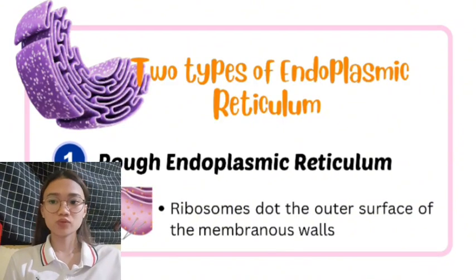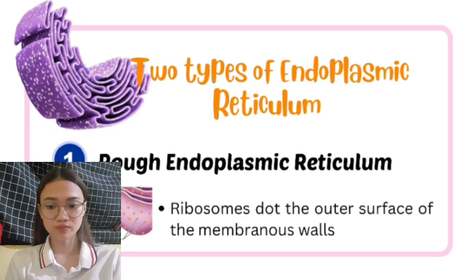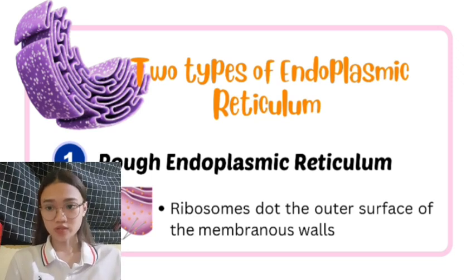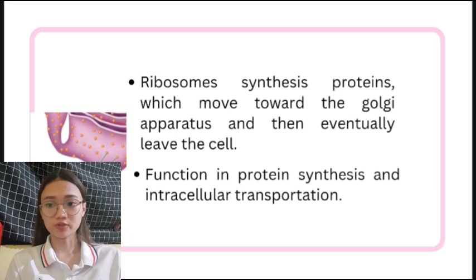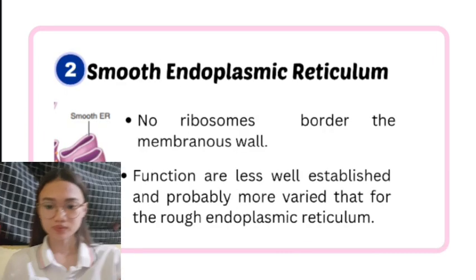So next, we have the two types of endoplasmic reticulum. One is the rough endoplasmic reticulum. Ribosomes dot the outer surface of the membranous wall. So, yung makikita nyo na mga dot na yun is ribosomes. Ribosomes synthesize proteins which move forward to the Golgi apparatus and then eventually leave the cell. So, the function of the rough ER is protein synthesis and intracellular transportation.